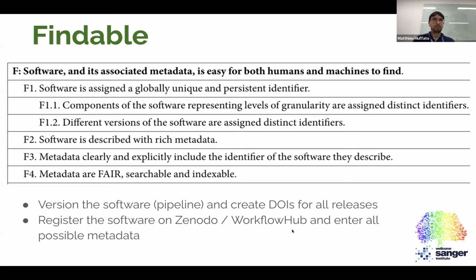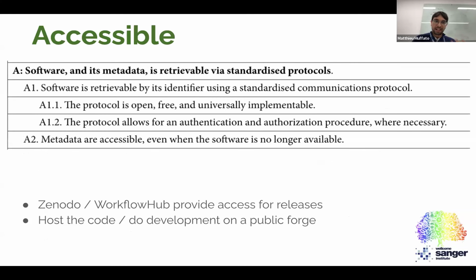Workflow Hub has a concept where you can name all the authors and tell how they're grouped into teams and research projects. That means you can easily link things, understand how it's all related, and find that in a standard common place. Accessible: if you follow the first step, then naturally Zenodo and Workflow Hub will give you an easy way of accessing all your releases. It's all standard and accessible.